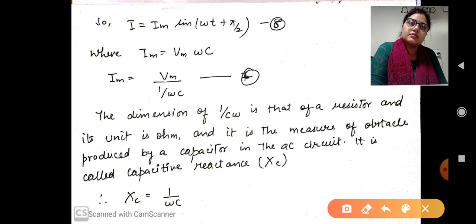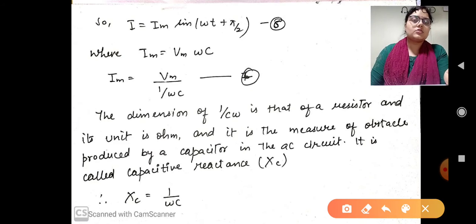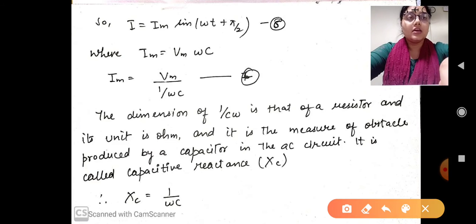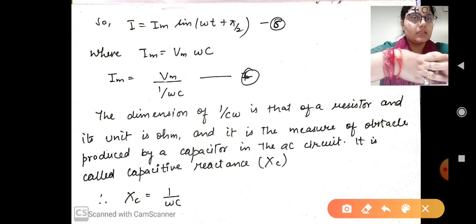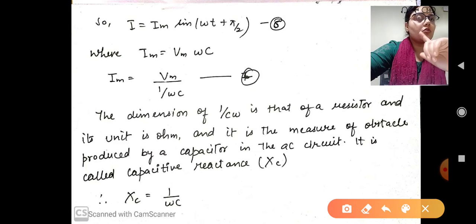Here we have put the values like this: I is equal to Im sin(omega t plus pi by 2). Now if we correlate the terms, we get I is equal to Vm omega C. Okay, means what? V is equal to IR and I is equal to V upon R.